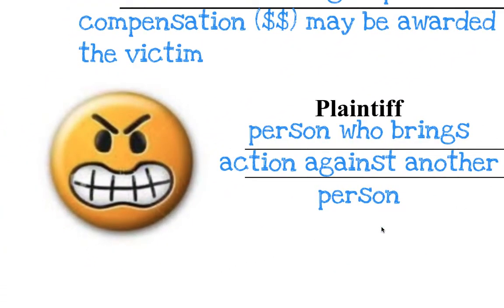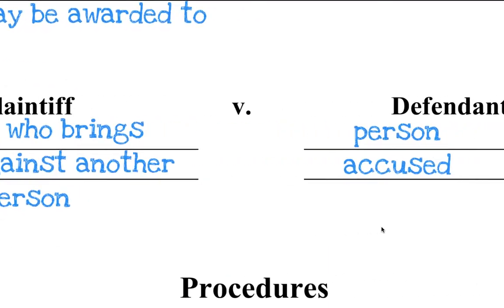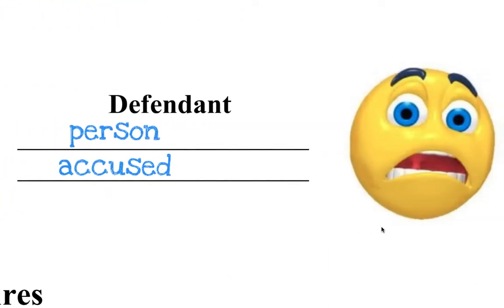All right, the two sides of a civil case are the plaintiff and the defendant. The plaintiff is the person who brings action against another person. So it would be like the person who is suing the other person. And the defendant is the person who is accused of doing something.